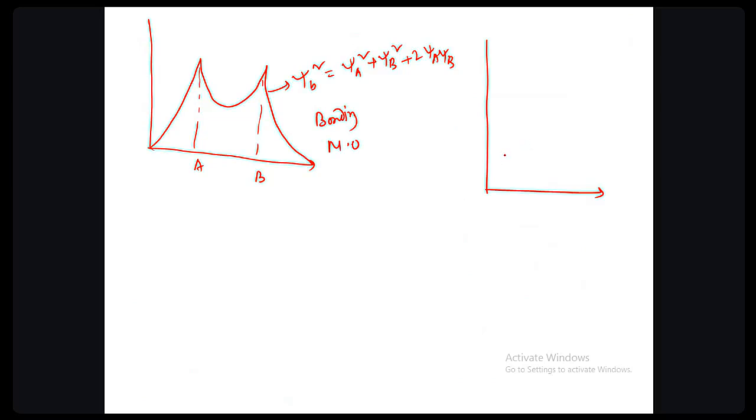So negative, if we make the square of the negative, then it will go to the positive. So how does it look like this? Because there is a node. If we see the anti-bonding, the negative part becomes positive, but there must be a node. So this is psi star square equals psi A square plus psi B square minus 2 psi A psi B.